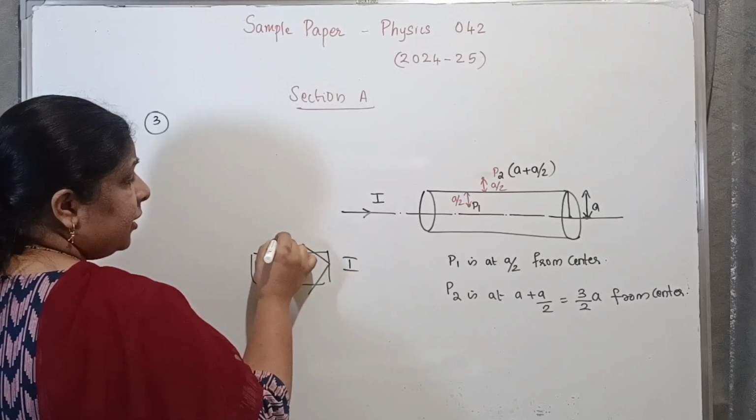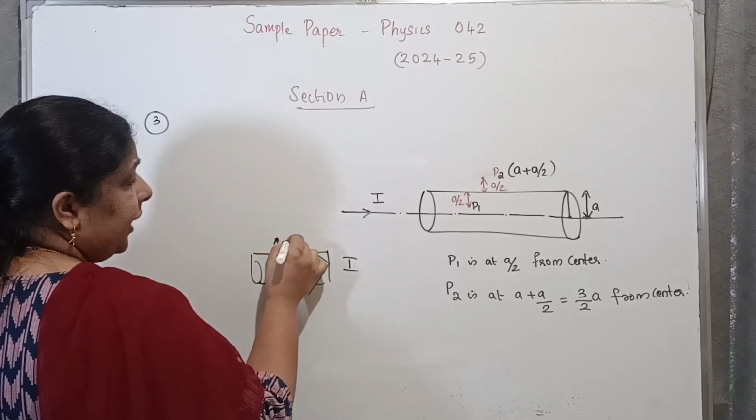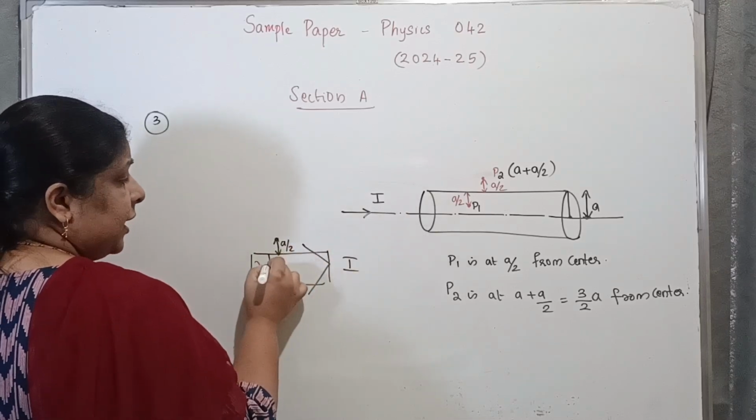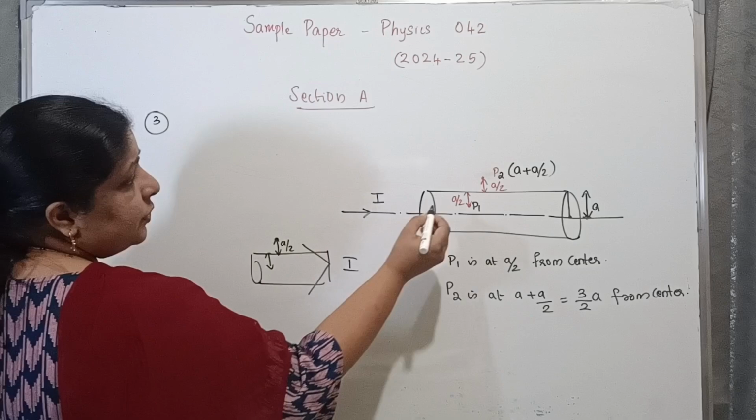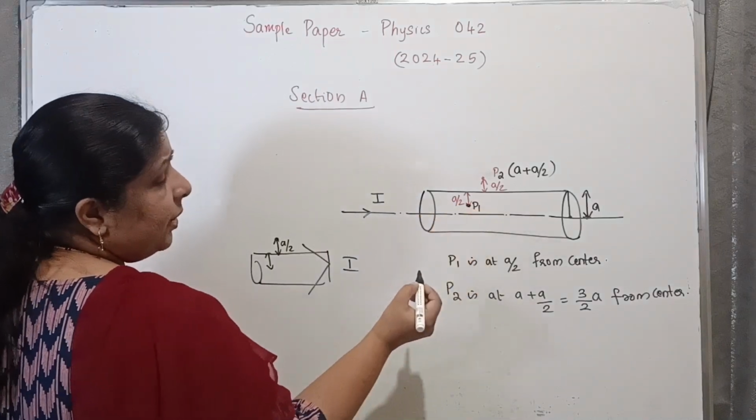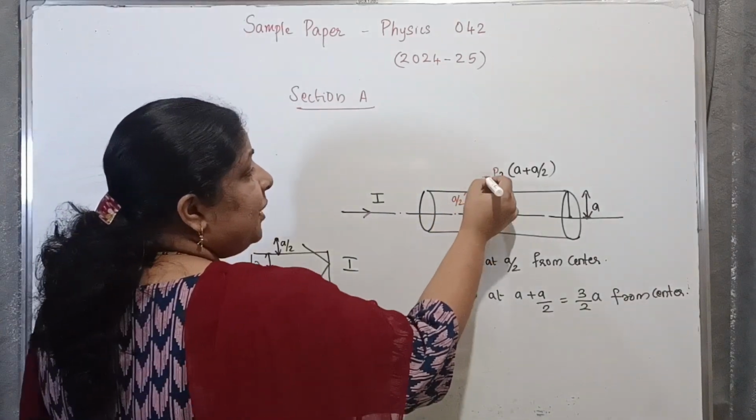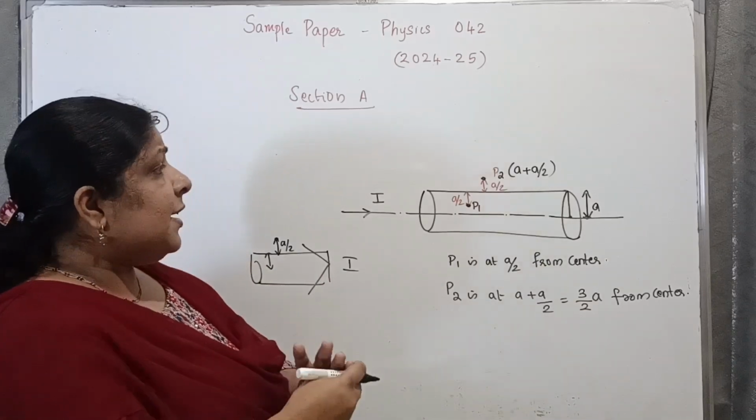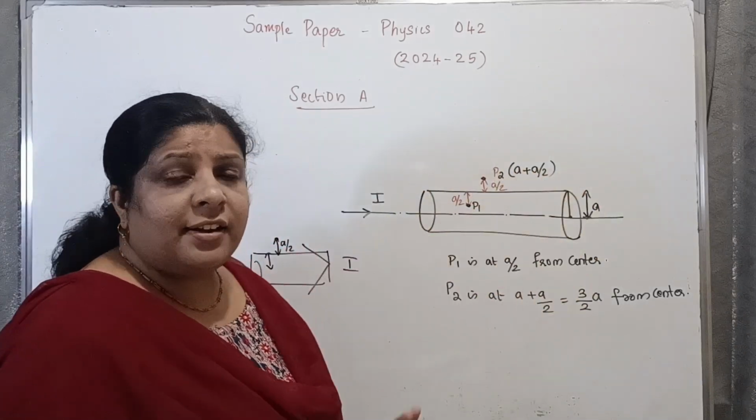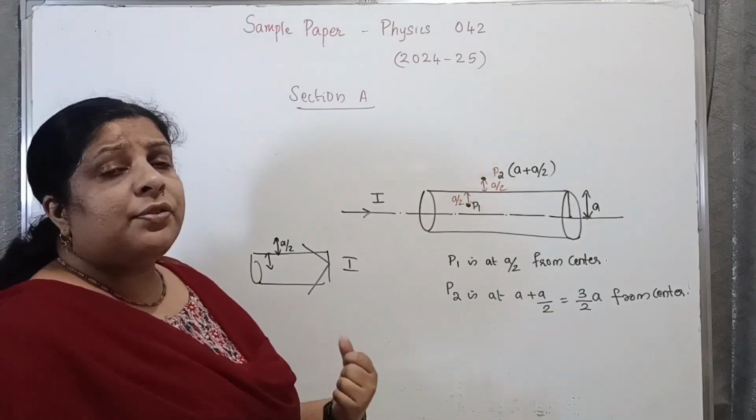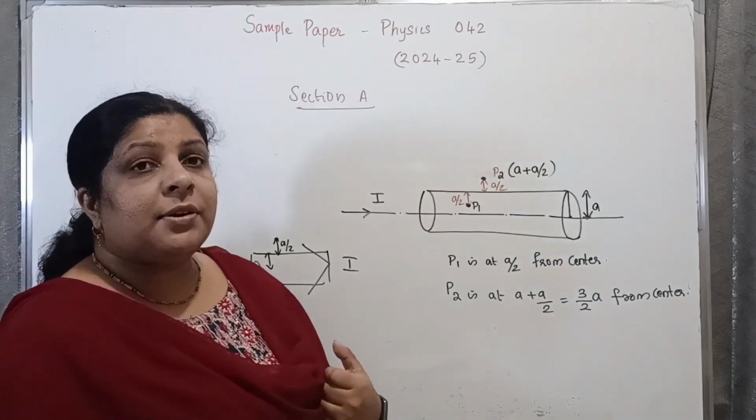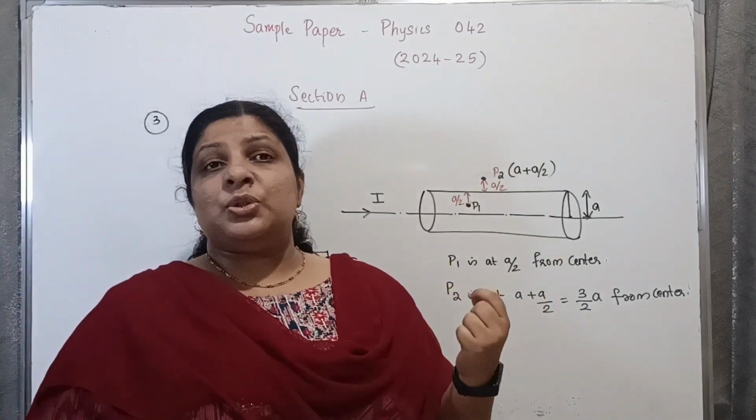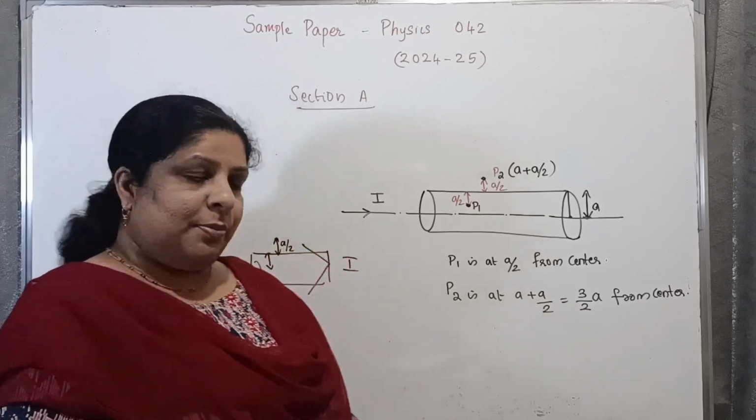You need to find the magnetic field at a point a/2 above the surface and at a point a/2 below the surface. So P1 is a point a/2 below the surface and P2 is a point a/2 above the surface. Okay, so we will consider this as a long straight current carrying wire. Magnetic field due to a long straight current carrying wire is given by B is equal to mu 0 I by 2 pi r. We will use that formula.